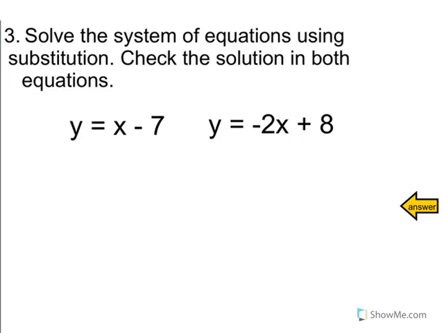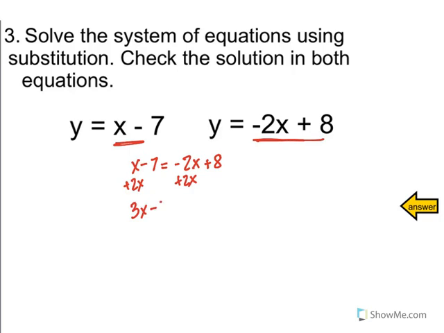I have a third example, similar again. y is equal to x minus 7, y is equal to negative 2x plus 8. Again, because both of these expressions are equal to y, that means that they're equal to each other. So I can set up an equation with those two. So x minus 7 equals negative 2x plus 8, and we're going to solve it.